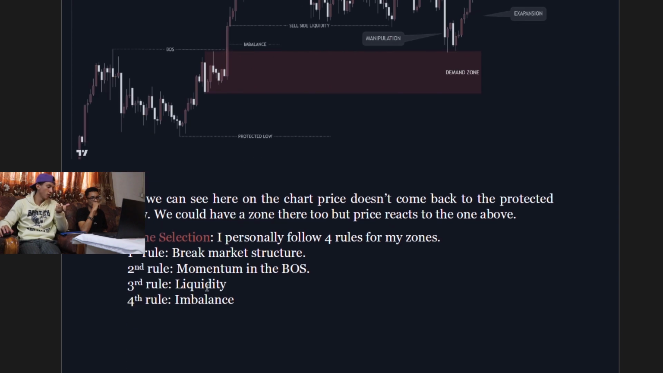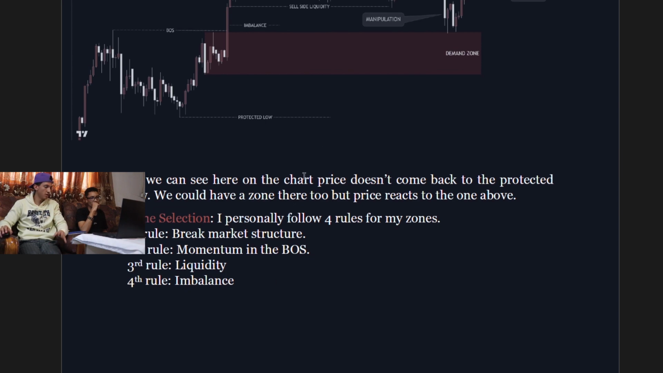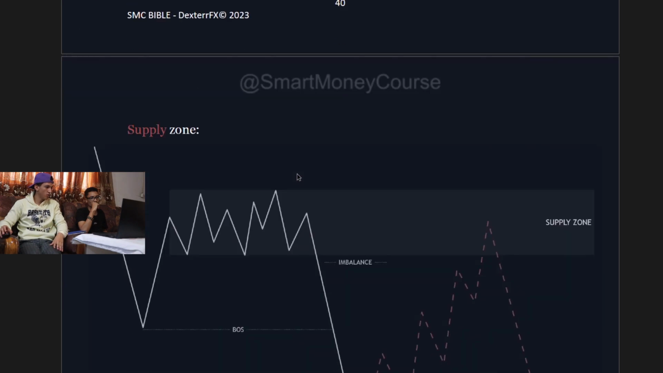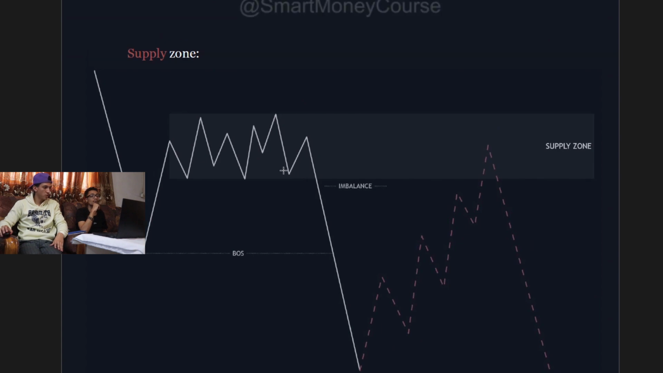And his fourth rule is because of the imbalance. So these are the 4 rules for identifying a demand zone. You can write this down, have it noted, and try to memorize it. On to the next part, supply zone.